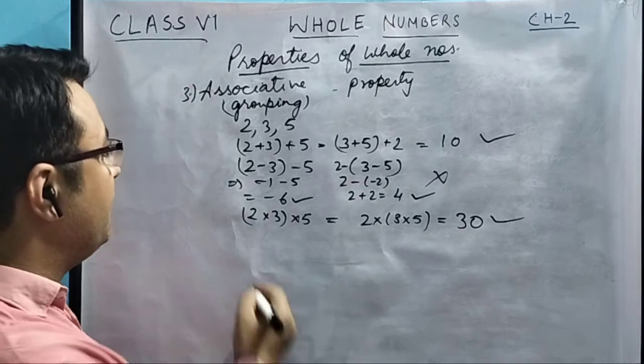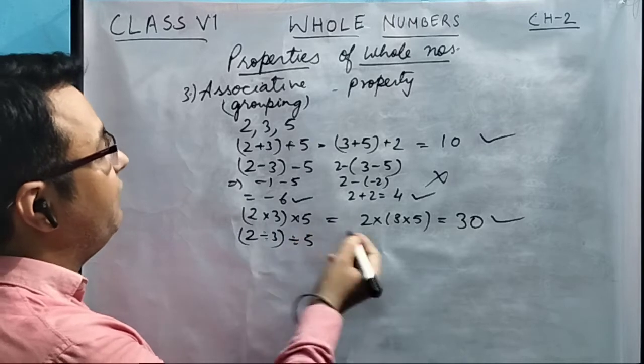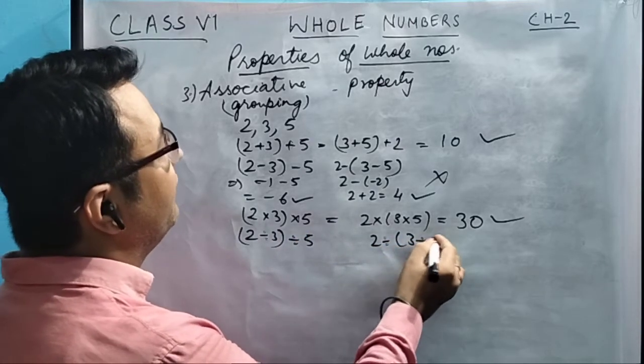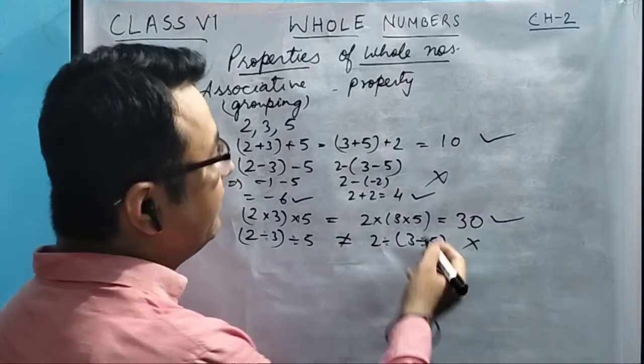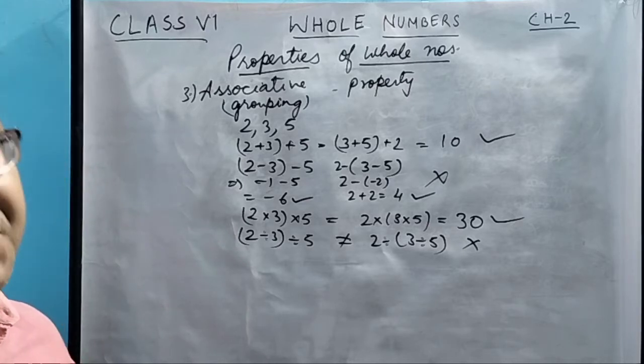Let's check for division. 2 divided by 3 divided by 5. Will it be same as 2 divided by 3 divided by 5 with the brackets placed differently? It will not be same. Okay. So we can say that the associative property does not hold good for division of whole numbers.